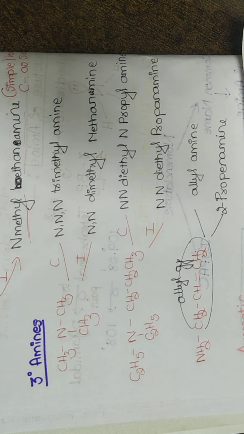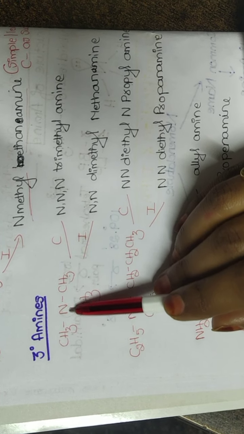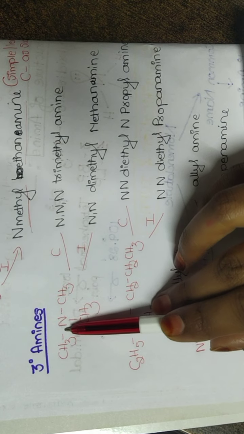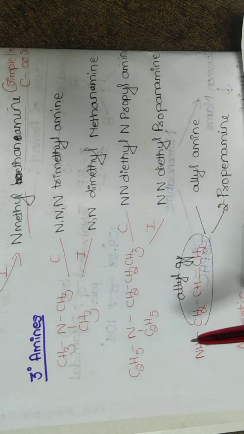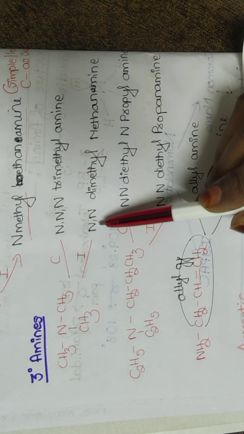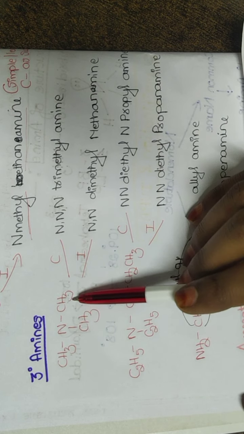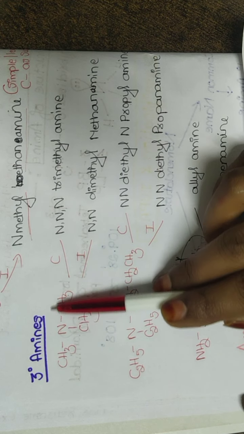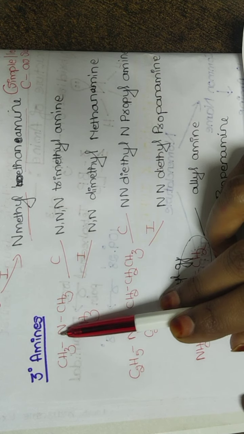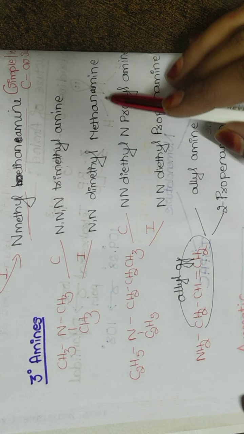Whereas for IUPAC nomenclature, what we will do is take 2 CH3 groups as substituents and the other CH3 group with a nitrogen, as an amine group, as the parent chain. So here the naming will be N,N-dimethylmethanamine, because we have one CH3 bonded to nitrogen which is behaving as the parent chain. So it will be called N,N-dimethylmethanamine.